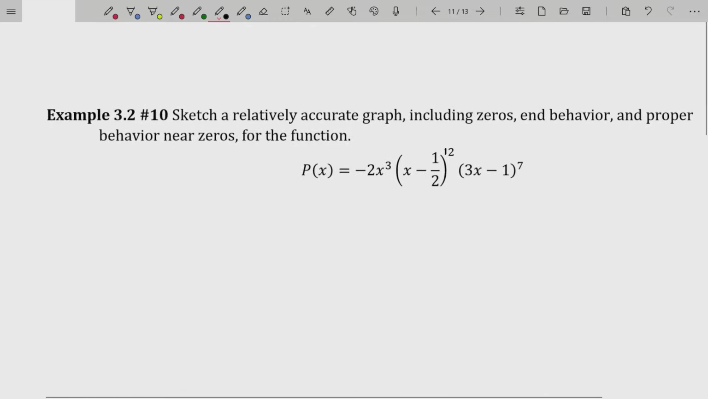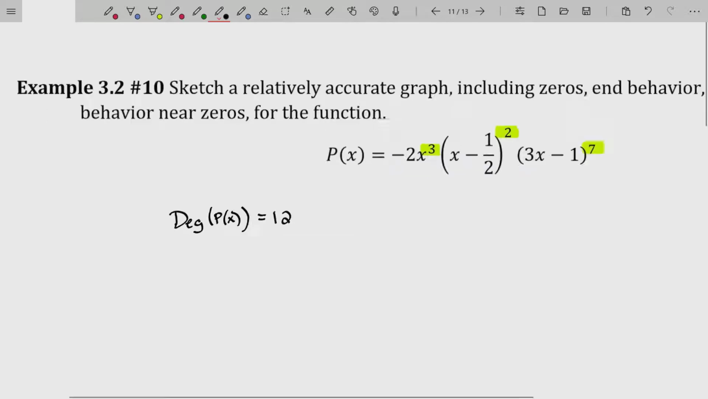So let's go ahead and state the overall degree of this polynomial. If you look through the powers, you have 3 powers of x there, 2 more, and 7 more. So that's a power of 12, actually. I think we've dealt with this specific polynomial in a previous lecture. So the degree of the polynomial is 12.